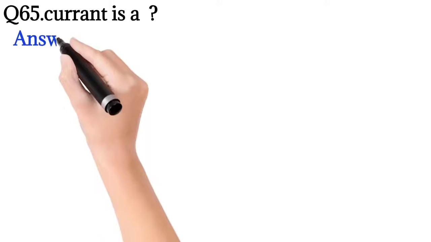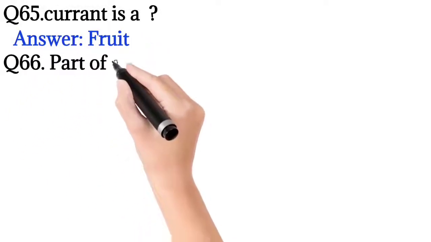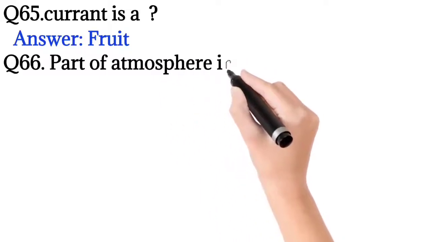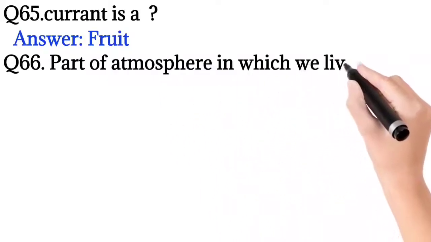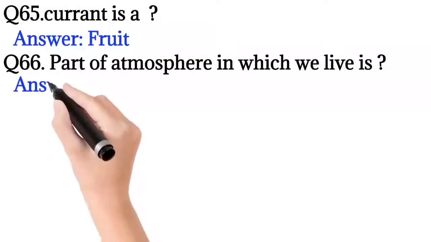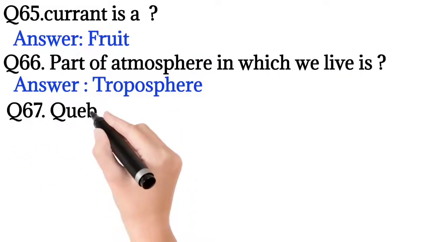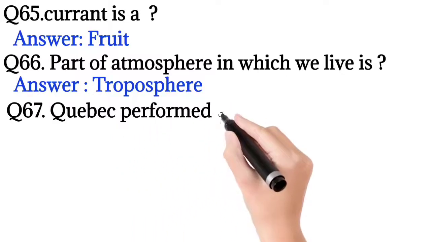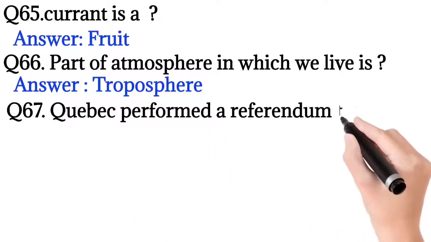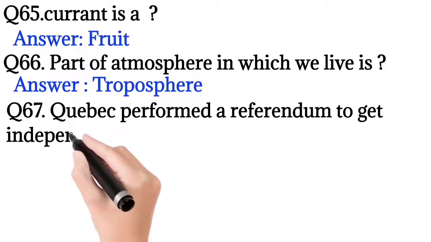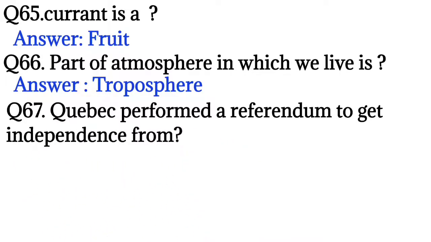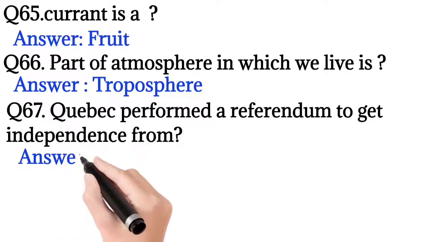Question number 65. Currant is a fruit. Question number 66. The part of the atmosphere in which we live is? So the answer is troposphere. Question number 67. Quebec performed a referendum to get independence from? So the answer is Canada.